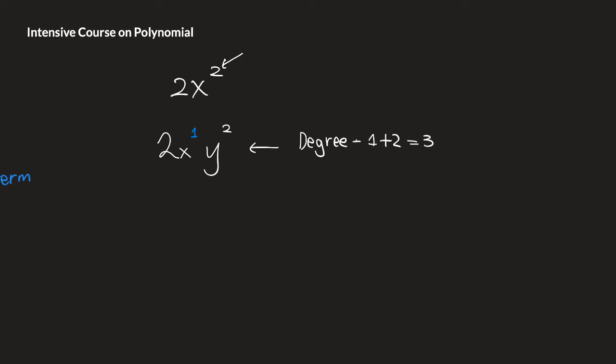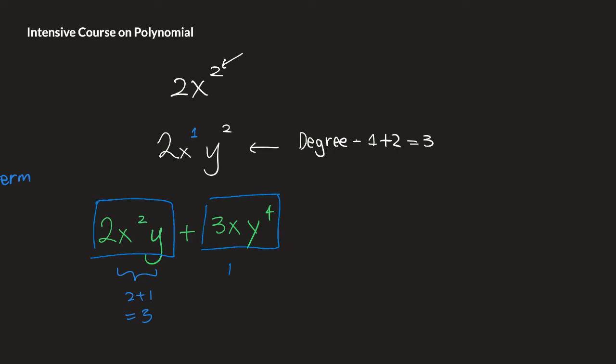And sometimes, so many students forget that there will be a hidden 1 here. So sometimes if you have a polynomial like this, then you may wonder what should be the degree. So you have to count it one by one. So this one, 2 plus 1. The degree of this monomial will be 3. And the degree of this one will be 1 plus 4. So the degree will be 5 for this one.